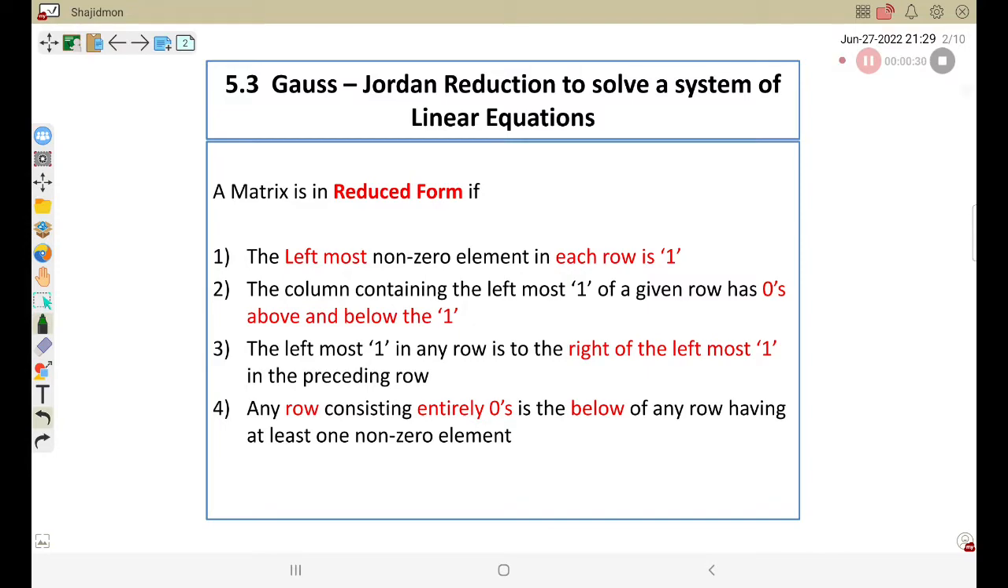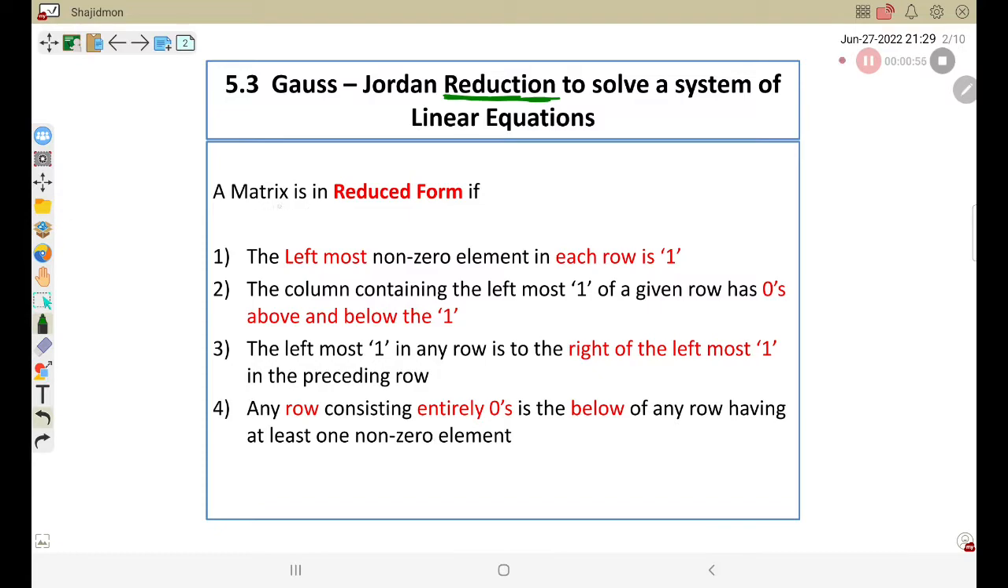In the previous section 5.2 we studied Gaussian elimination for finding the solution of a linear system, correct? It is almost the same procedure here, where we use row transformations. By using row transformations, how can we find the solution? By using the Gauss-Jordan reduction method. First we need to study the meaning of reduced form.